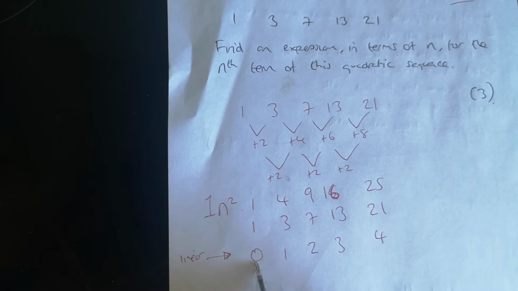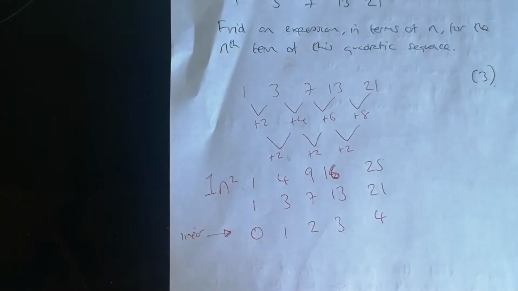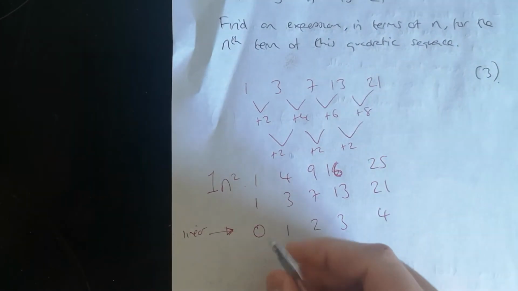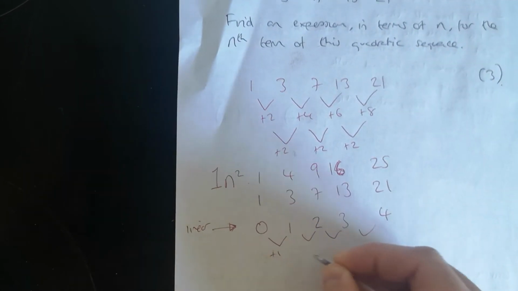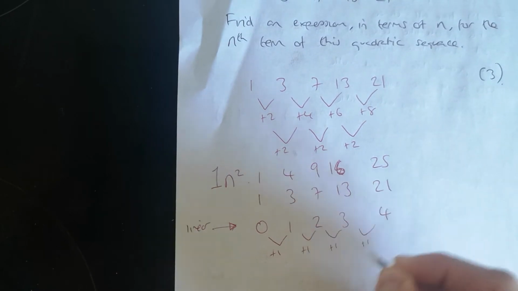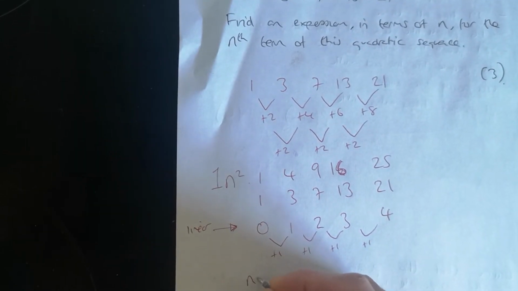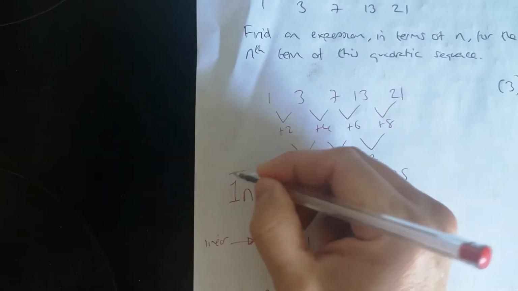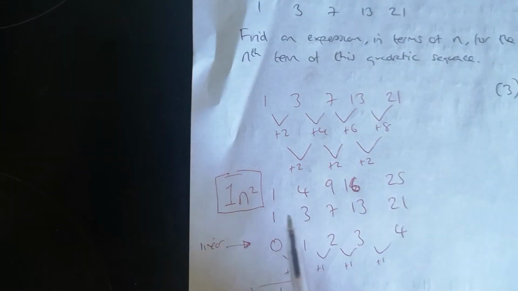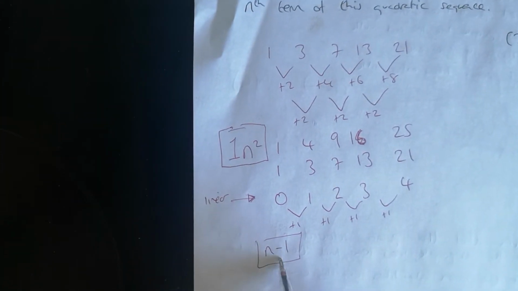So we work out the nth term of this. Now this is just like counting, isn't it? But starting on 0. So we'd find the difference between these, which is going up in ones. So it's the 1 times table minus 1. That's what that sequence is there. So we've now got two parts. We've got our quadratic part, and then we've got this part. And so we're going to combine these two to give us our answer.